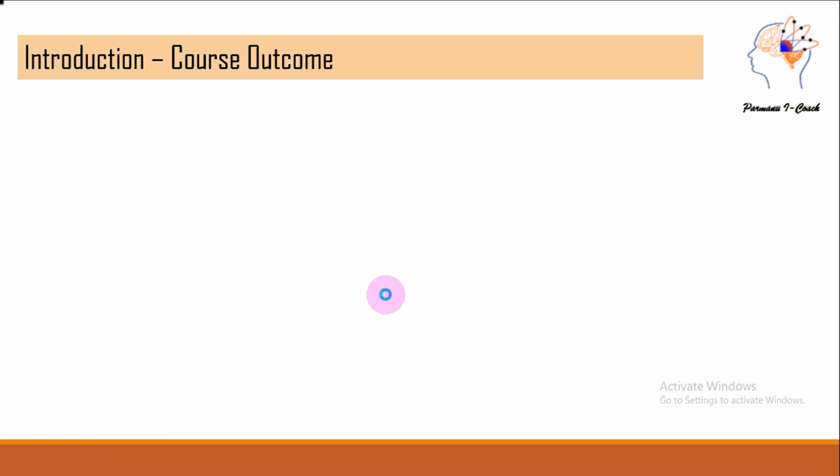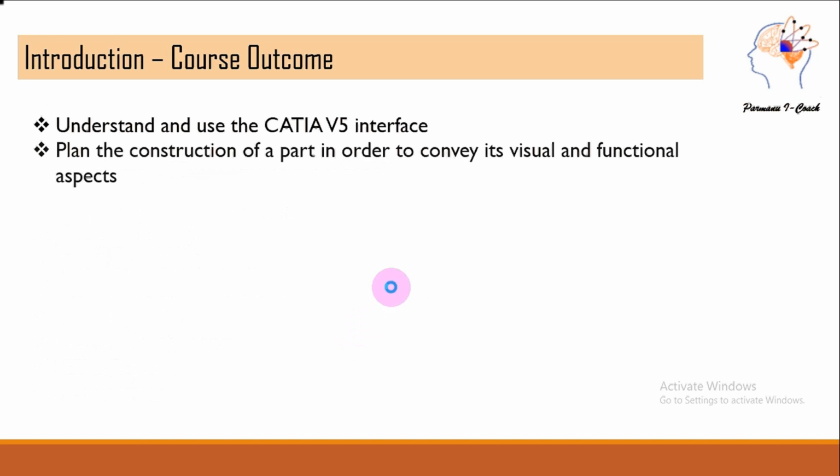So what course outcome can we expect? We can understand and use the CATIA V5 interface, and we can plan the construction of a part in order to convey its visual and functional aspects. We can construct the different mechanical components. We can design them by using the CATIA tool.